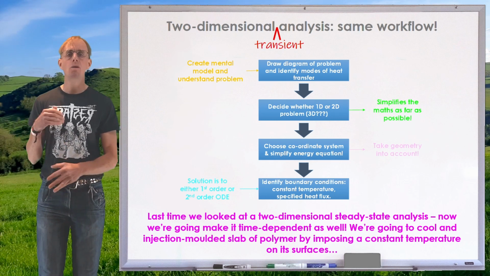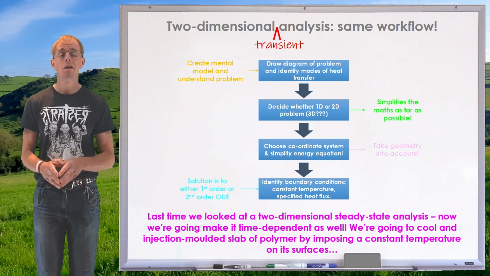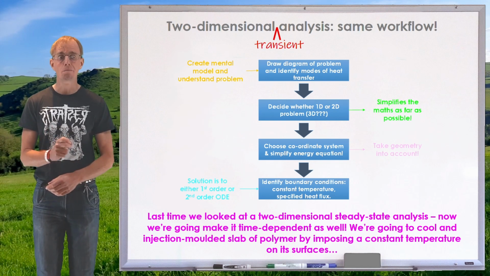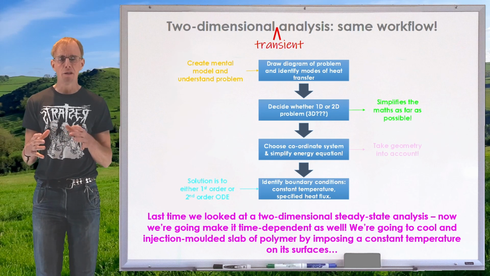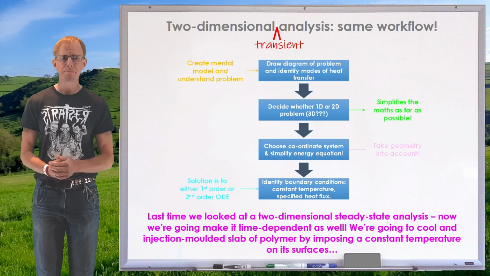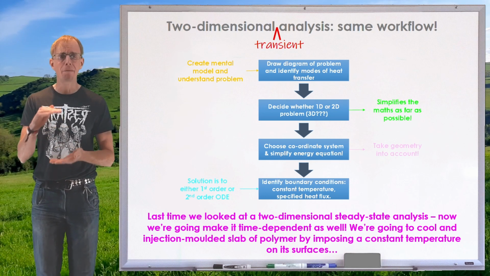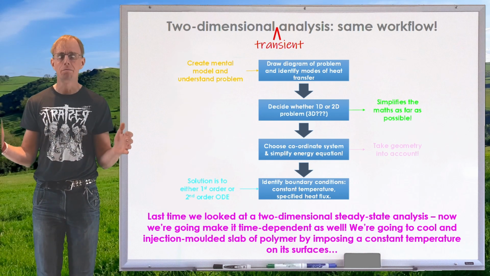In order to make the problem time-dependent, I'm going to change the physical scenario a bit. Rather than looking at extrusion and extrudate cooling, I'm going to look at injection moulding. So the mental model that I've got of this process is that I've got a mould, I'm squeezing molten polymer into that mould, and I'm assuming that the mould temperature is roughly the same as the polymer melt temperature to start with, such that we can actually easily get the polymer into the mould.